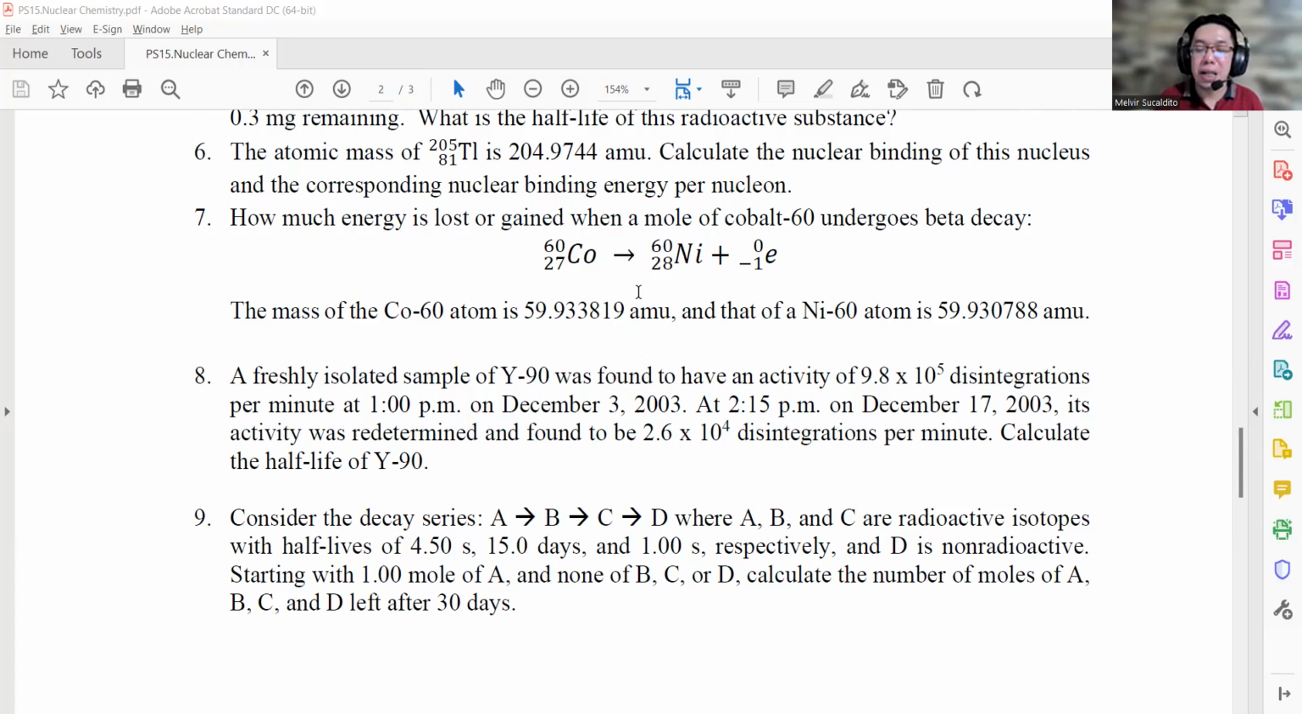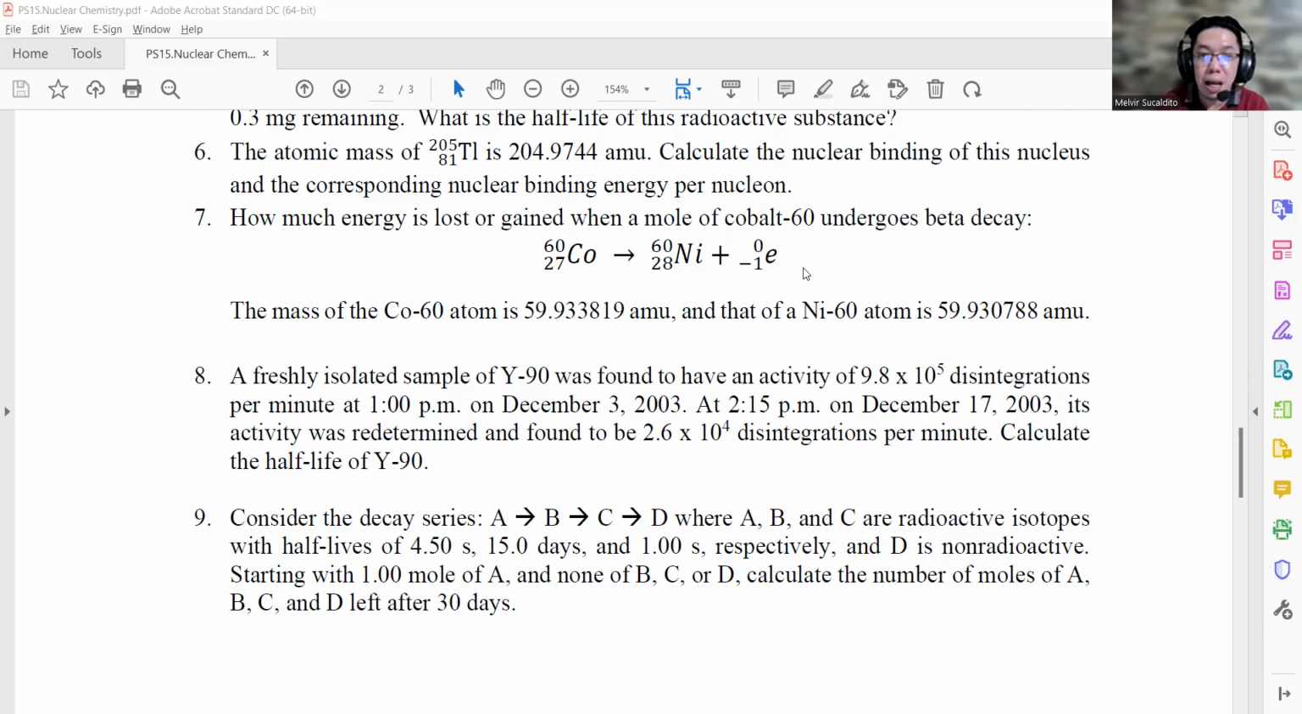But if you're given a reaction, how will you get the change, like delta H for nuclear reactions? We can clearly get the delta E here as products minus reactants. Very good, products minus reactants. So what you need here are the masses of nickel 60 and cobalt 60, which were given.